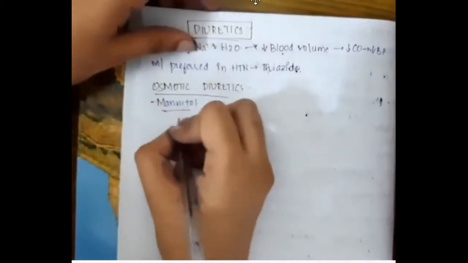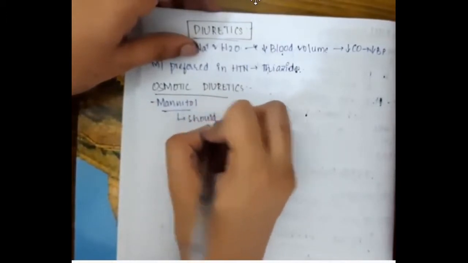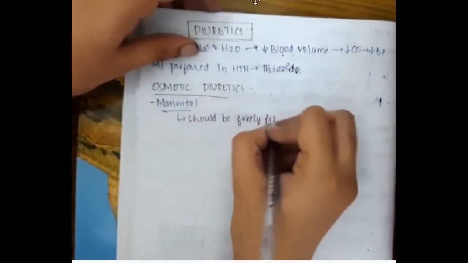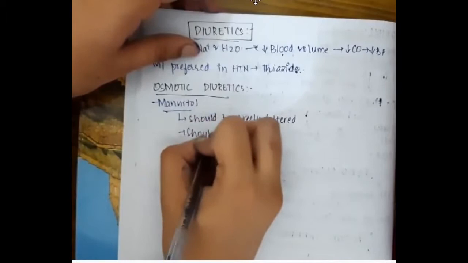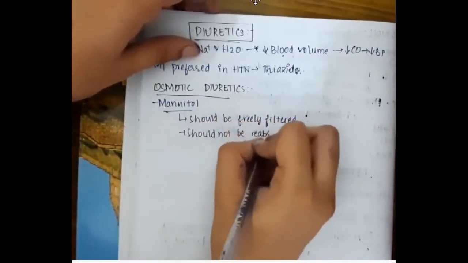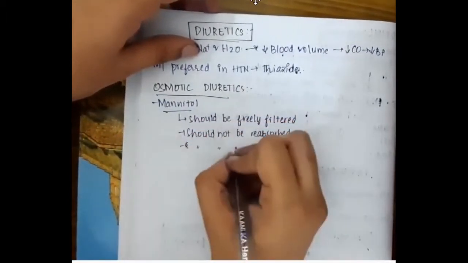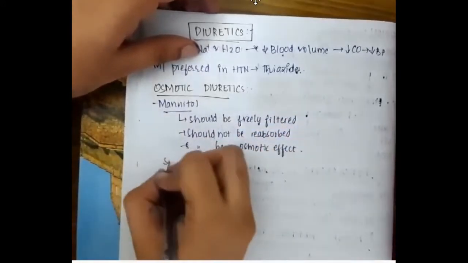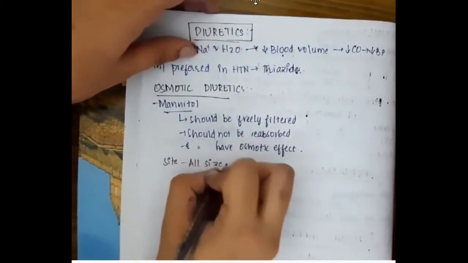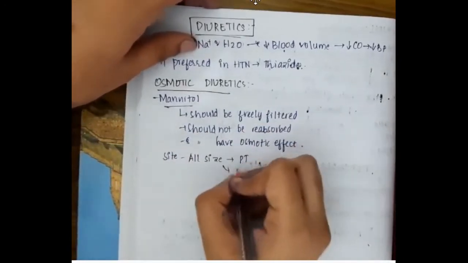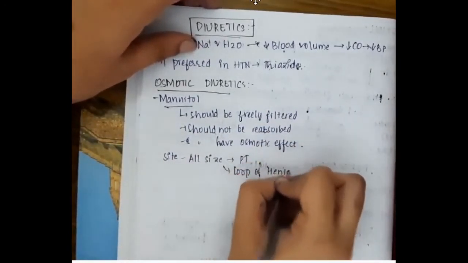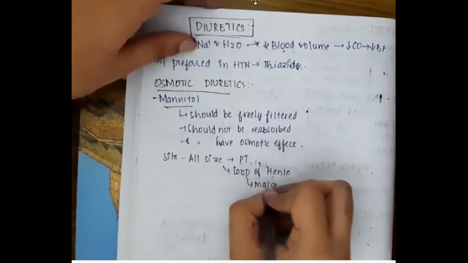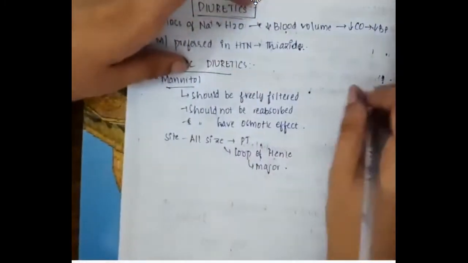Mannitol is an osmotic diuretic. It should be filtered freely. It should not be reabsorbed. It should have osmotic effect. So the site is, mannitol acts on all the sites in the proximal convoluted tubule and loop of Henle, but the major action is present in the loop of Henle.